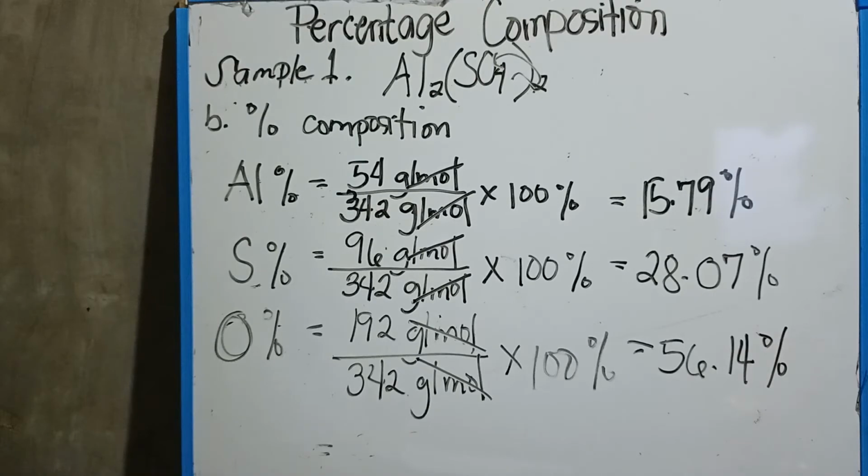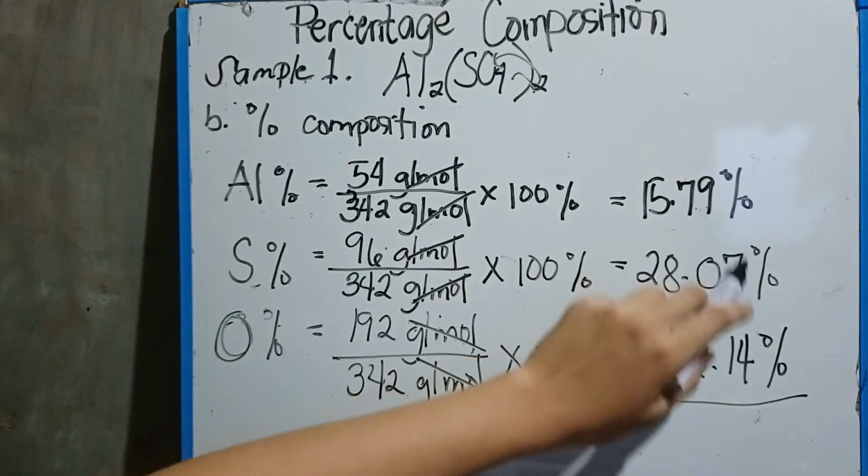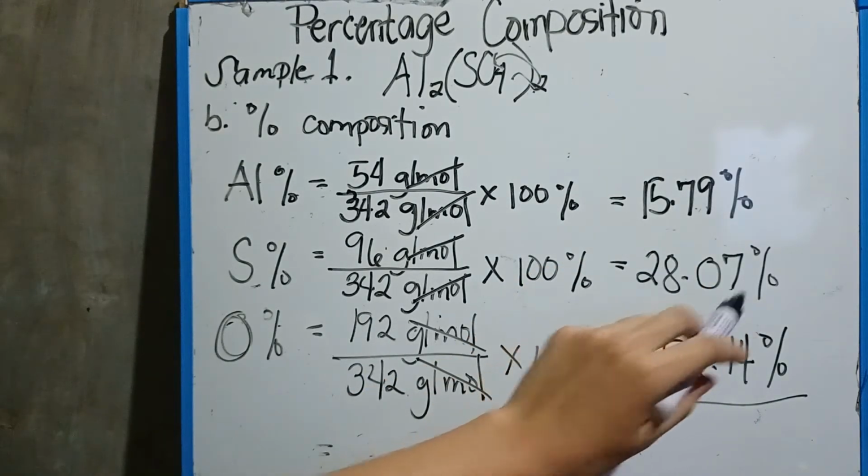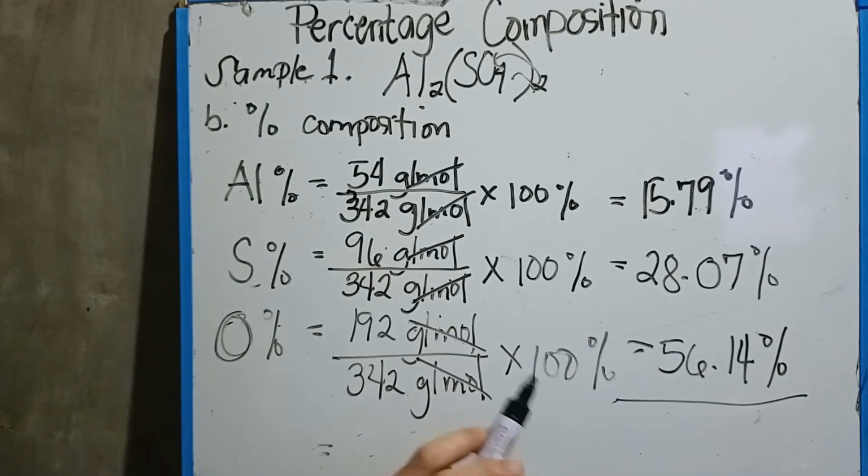So, how will we determine that our compound has a total of 100%? We're going to add the 3. It's 15.79 plus 28.07 plus 56.14. So, it is equivalent to 100%.